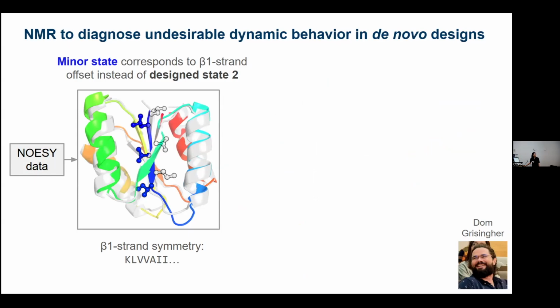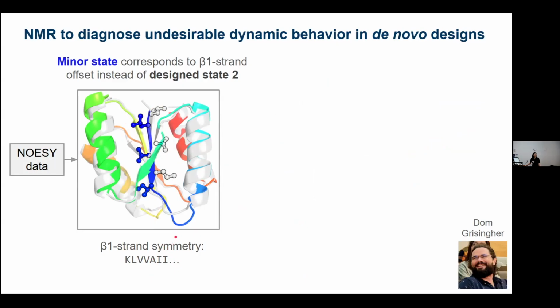So here you can see in gray, one of the conformational states for this beta strand was as we designed, whereas the other in blue is shifted down by one residue. So all of the amino acids are basically facing the opposite side of the beta sheet. And that was likely due to this unintentional symmetry in the beta strand sequence.